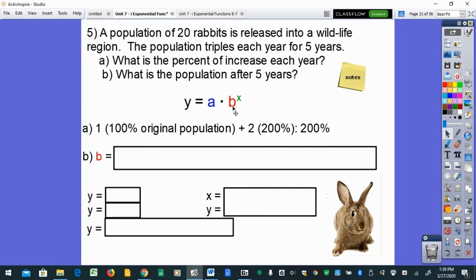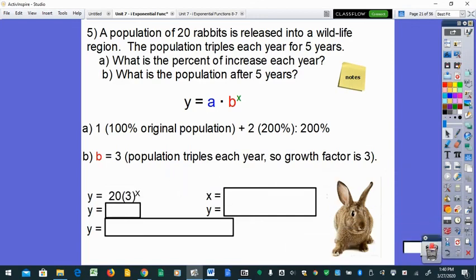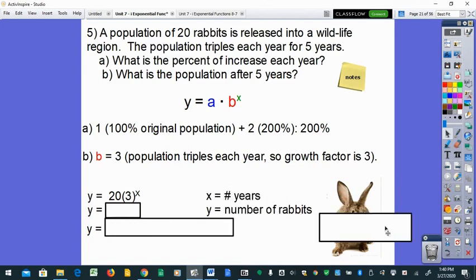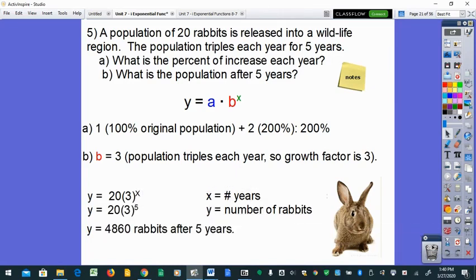All right, let's go back to our y equals a times b to the x. Our a is 20 rabbits. In this case, we're going to be tripling, so our factor is going to be 3 raised to the x. There is our general. And again, don't forget, anytime you write an equation, it should have the x in general, and then you're going to substitute in with the specific in just a second. In this case, number of years is 5. So those 20 rabbits, if they triple every year for 5 years, will be up to 4,860 rabbits in 5 years.